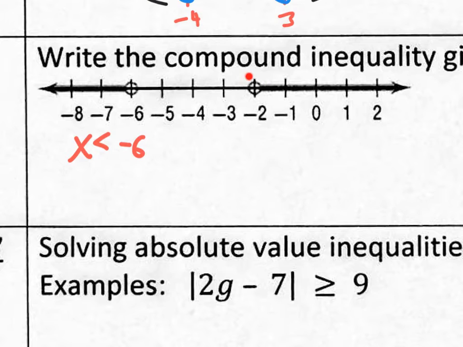Now on this one over here, what does it say? Here's 2, and it's obviously going that way, to the left or to the right? It's going to the right. So what are we going to say? X is greater than -2.